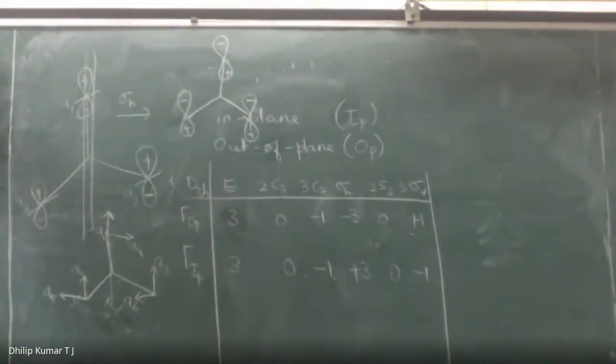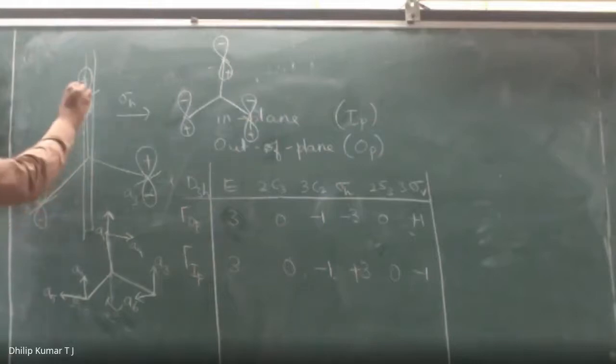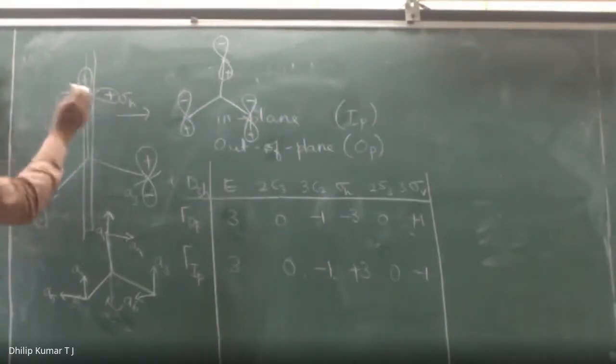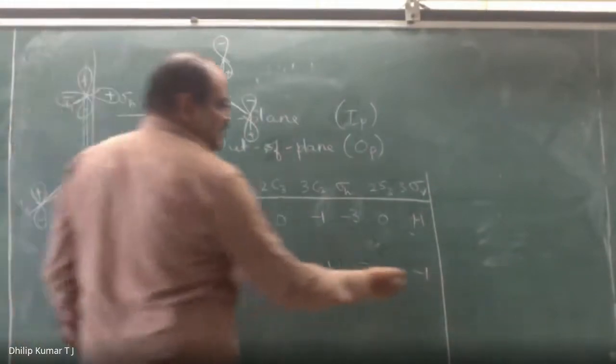Out of plane. If it is in plane, it will be somewhere here, plus minus. So if you cut it, the plus will go to minus, and minus will come to plus. That's why it is minus 1.